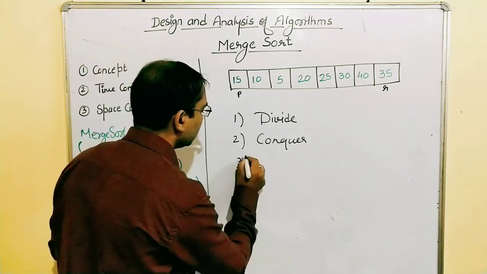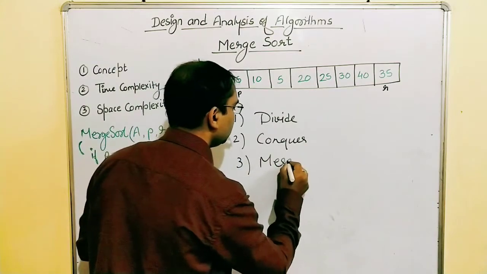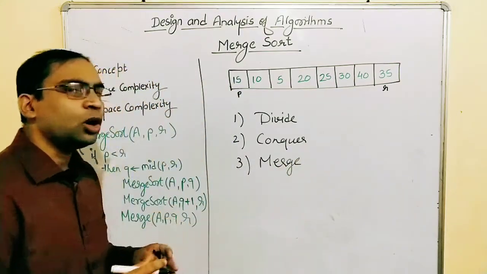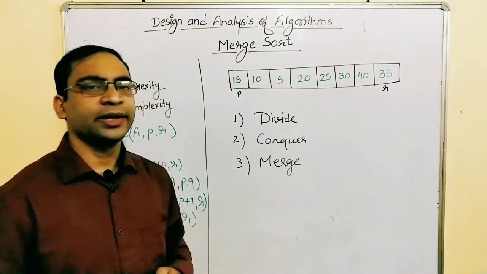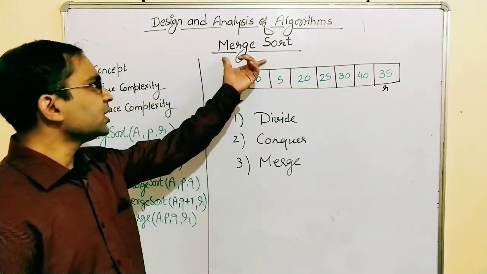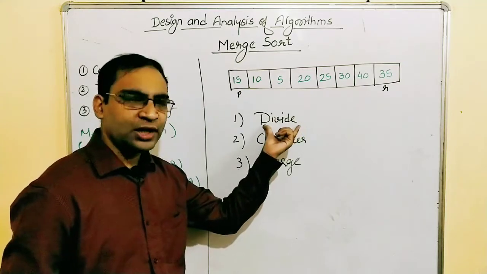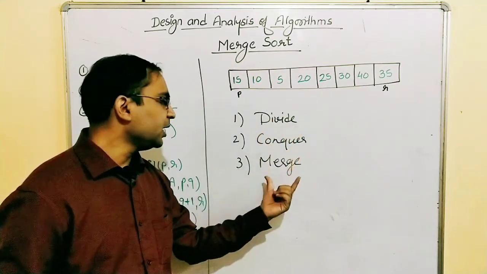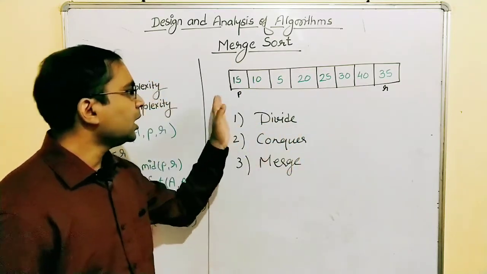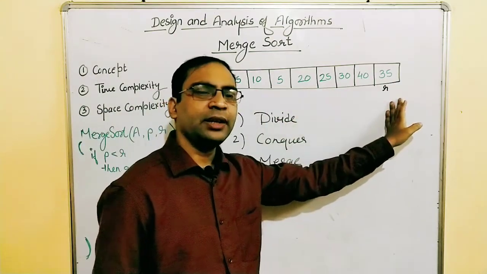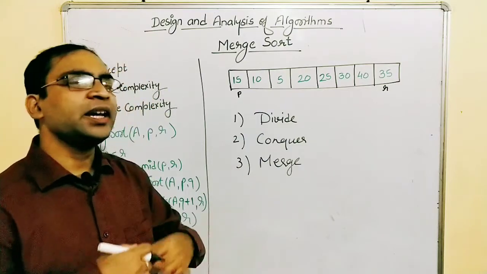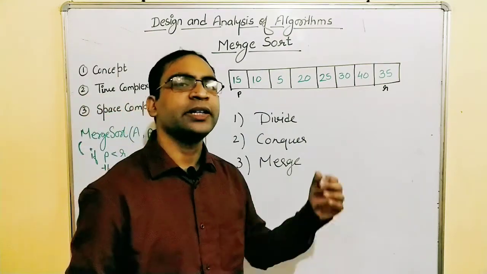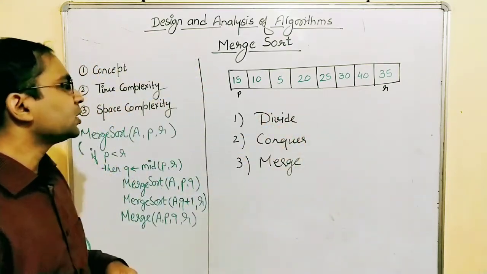Then the third step is merge. We merge those smaller sorted lists into a larger sorted list. So merge sort is basically about three steps: divide, conquer, and then merge. We have a large array, we divide it into smaller ones, sort them, and then merge them back into the sorted array. So this is how merge sort works.